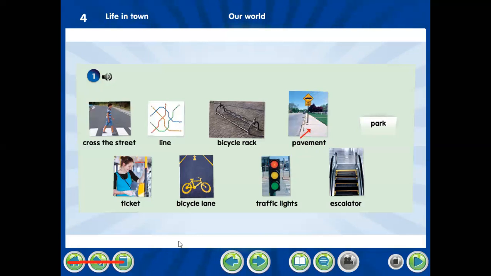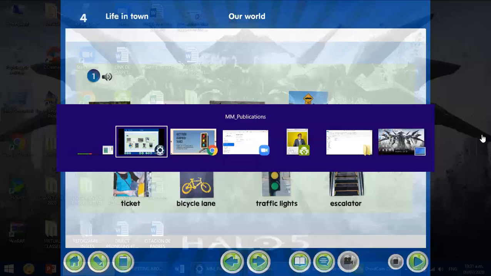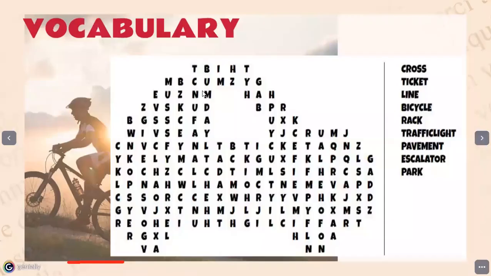Okay? Help me to find the pavement here, please. Go to a notepad in Zoom, hurry up. And help me, please, to find cross the street, the action, ticket, line, bicycle rack, traffic light, pavement, escalator, and park. Go, okay?